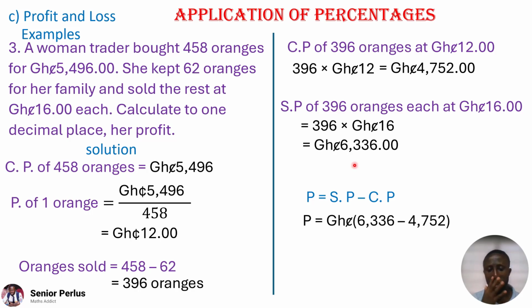So it's the selling price minus the cost price. Therefore, our profit is 1,584 Ghana cedi. So this is really application. So you have to read the question very well and understand the question.